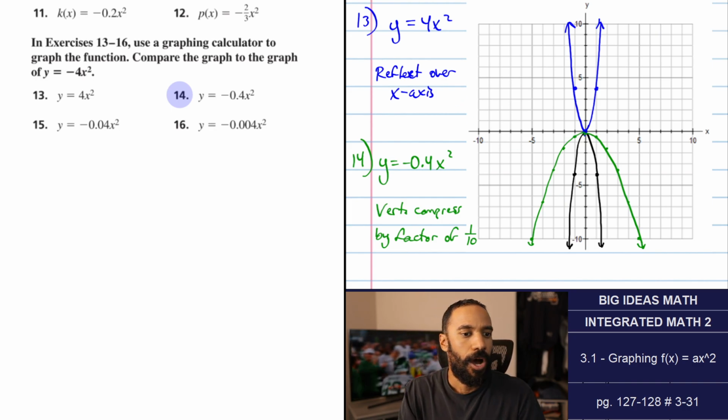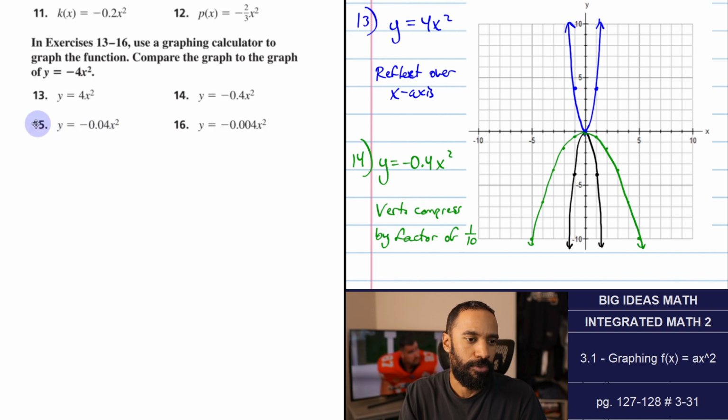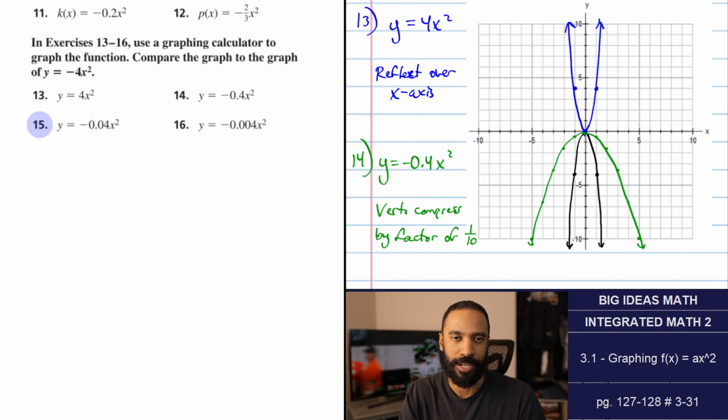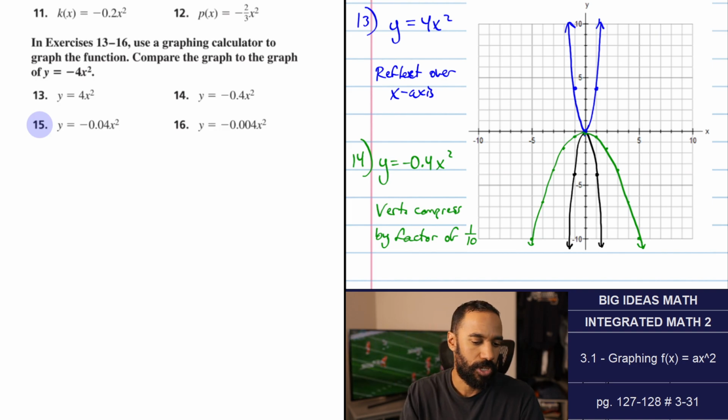10 times smaller. Okay, the next one's 0.04 and then 0.004. So I imagine once I hit the 0.004, you're really not going to see the nature of the curve, and I don't really know what I can put for you guys when it comes to scale. We'll just go ahead and see what it looks like then. But let's pop up this next one.